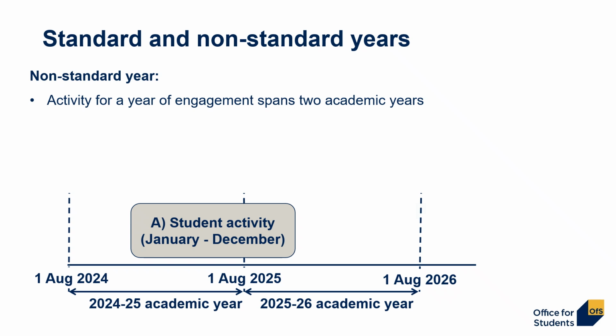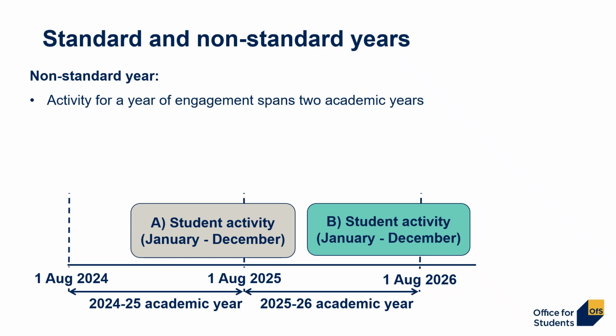The same pattern is repeated in box B. Their second year of engagement starts in the following January on the anniversary of the first, and it finishes in December, also spanning 2 academic years. So this is where we need to be careful, and on the next slide we'll see why. But let's just rewind a bit.